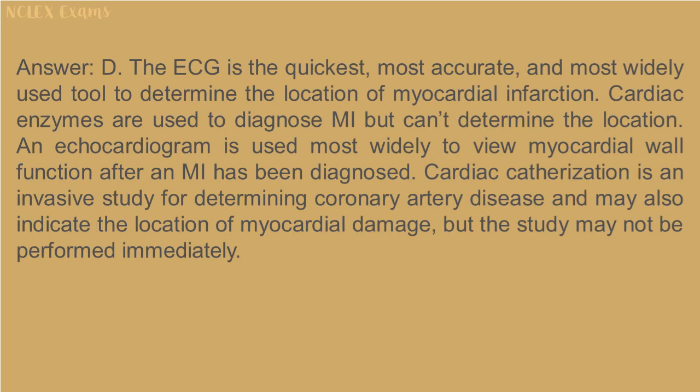Answer D. The ECG is the quickest, most accurate, and most widely used tool to determine the location of myocardial infarction. Cardiac enzymes are used to diagnose MI but can't determine the location. An echocardiogram is used most widely to view myocardial wall function after an MI has been diagnosed. Cardiac catheterization is an invasive study for determining coronary artery disease and may also indicate the location of myocardial damage, but the study may not be performed immediately.